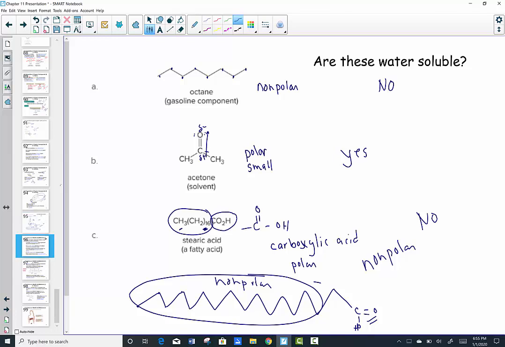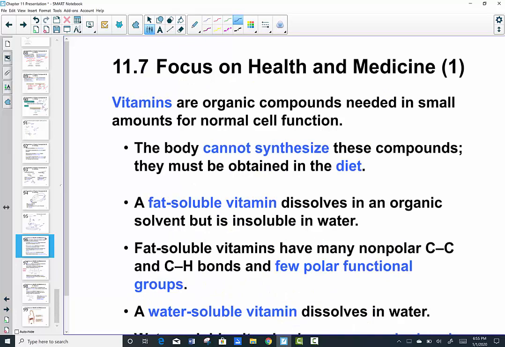What you have left to do involves reading through your textbook. This is your assigned reading, and it's going to focus on health and medicine in terms of vitamins being water soluble or fat soluble. So page 24 of your notepack is yours to finish up using your textbook.